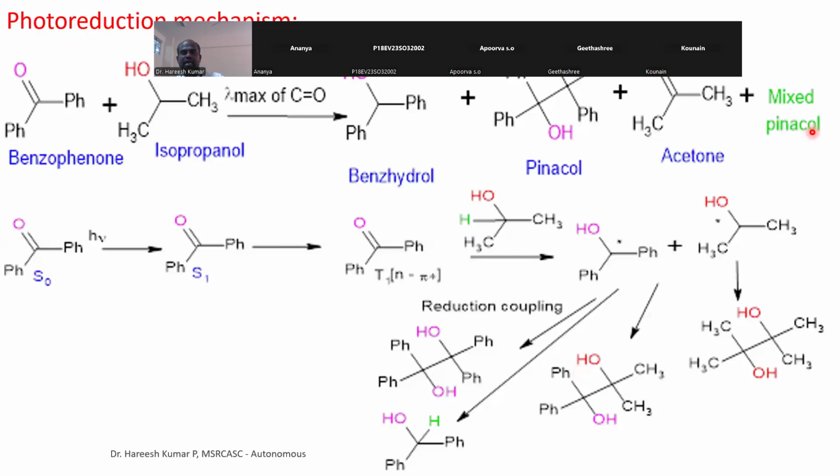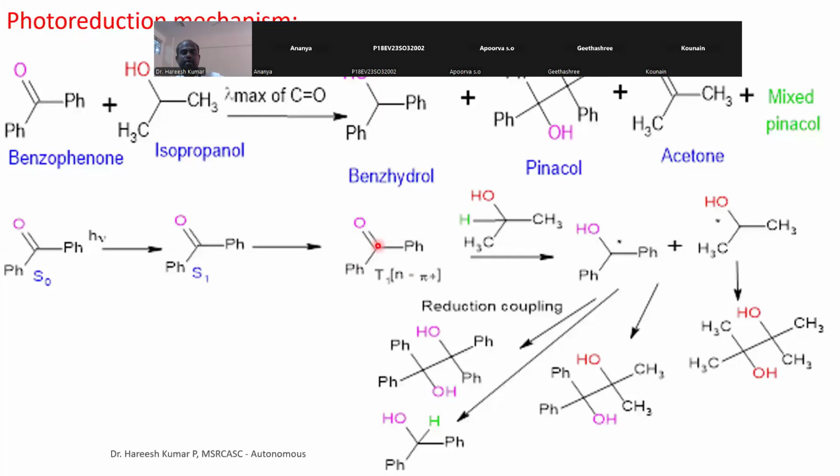These are the mixed pinacols. Then, if we look at the mechanism, this is again a reaction. These two are the reactants, and a light source is responsible for the product formation. Benzhydrol is one product, pinacol another product, acetone one more product, and mixed pinacols. Then, looking at the mechanism, ground state benzophenone on irradiation is converted into singlet benzophenone, which is converted into triplet. From here to here it is called intersystem crossing, forming a triplet one.